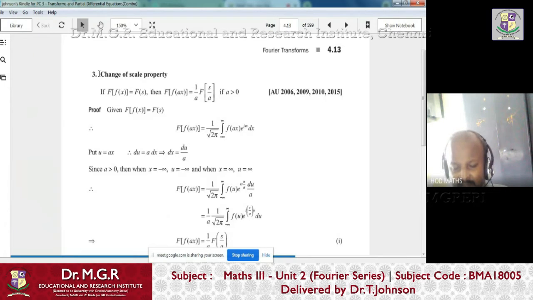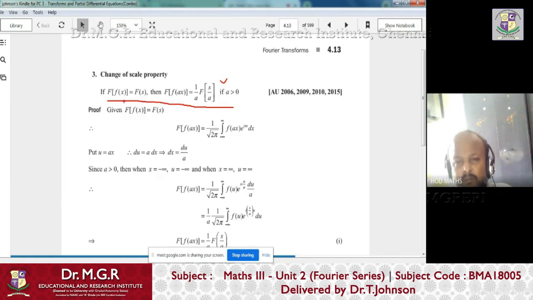Anyway, we'll see the change of scale property first, then we will see the other properties, because this is very important. Here they're saying that if the Fourier transform of f(x) is F(s), then the Fourier transform of f(ax) is equal to 1/a F(s/a). What is the meaning of this?